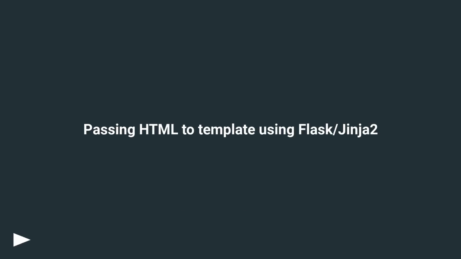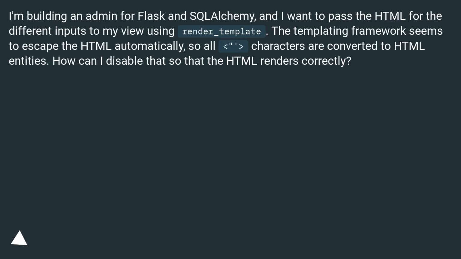Passing HTML to template using Flask/Jinja2. I'm building an admin for Flask in SQLAlchemy, and I want to pass the HTML for the different inputs to my view using render_template. The templating framework seems to escape the HTML automatically, so all characters are converted to HTML entities. How can I disable that so that the HTML renders correctly?